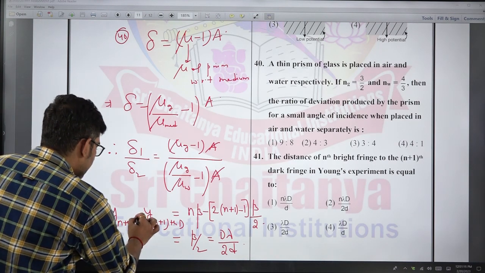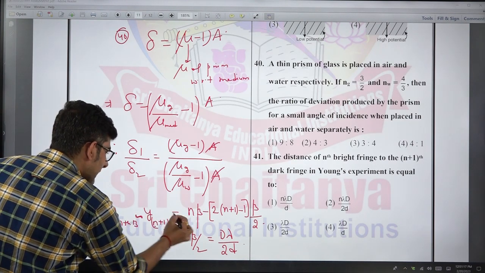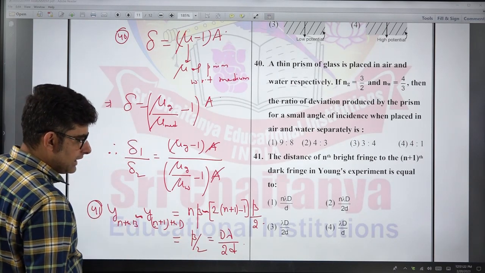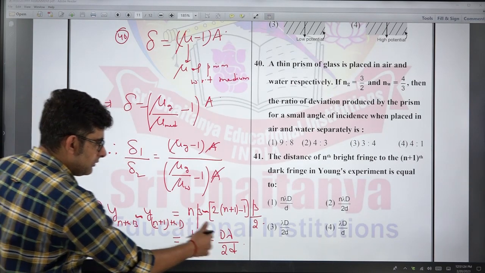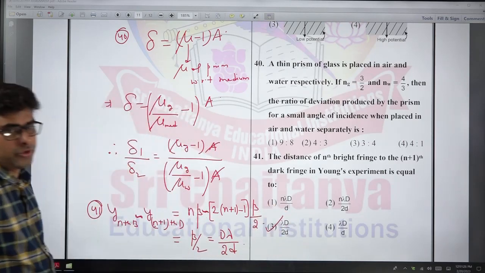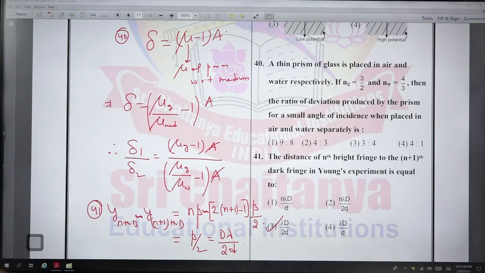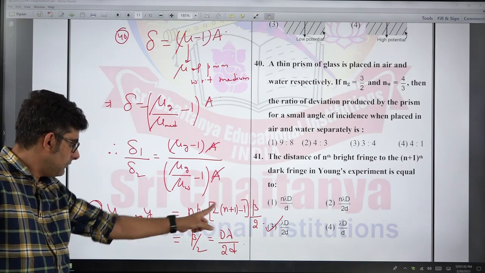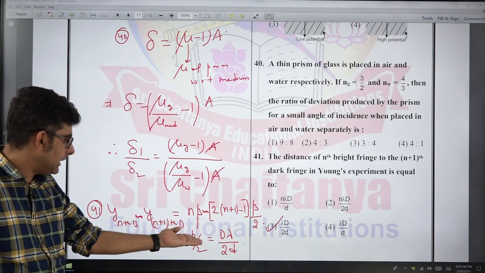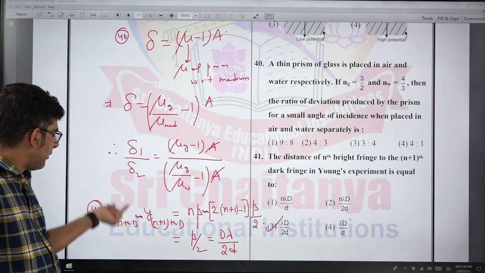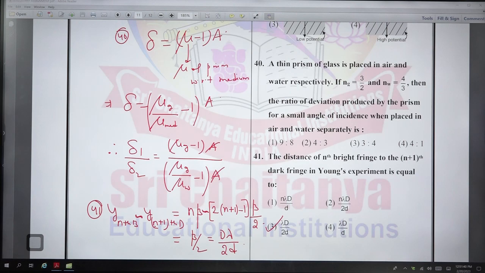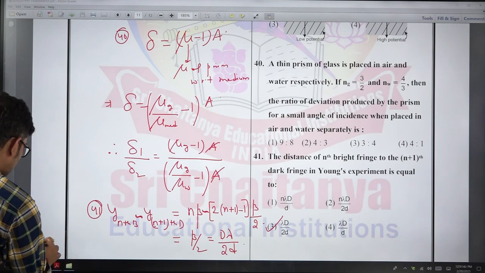So basically we are taking the difference. It can be higher or lower, whichever. So the difference will come out as beta by 2, D lambda by 2D, means third option. Either this value can be higher or this value can be higher. We are taking the difference, so it can come out as positive or negative. It depends on whether this one is above or below this dark fringe. Clear? 41 also done.